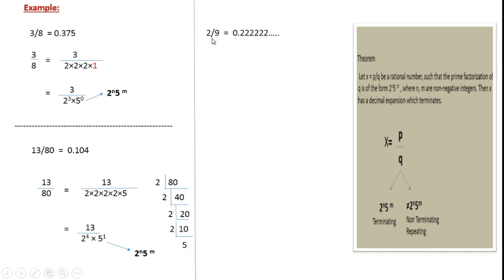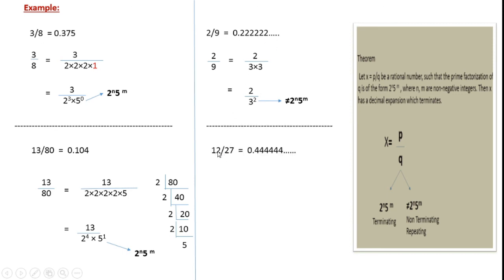The next one, 2 by 9. Here, this is normal division. I wrote the answer for your understanding. The prime factorization of 9 is 3 into 3, so 3 to the power 2. It is not in the form of 2 to the power n, 5 to the power m. See here, 3 came, no 2, no 5. So it is non-terminating repeating. See here, it is repeating, right?